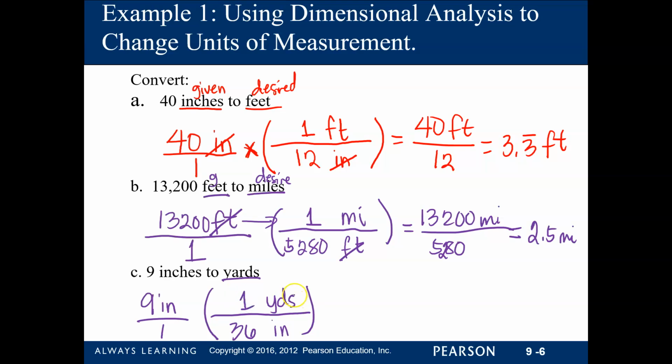And then 1 yard over there, okay? So we do our multiplication across, inches and inches are gone. So we now have 9 yards over 36, and you will get 0.25 yards as your units, okay? So that is how we can convert our English system. We always have the given, and when we place our unit fraction, whatever is the unit given, that goes to the denominator. That is always the first thing that you will have to do, okay?